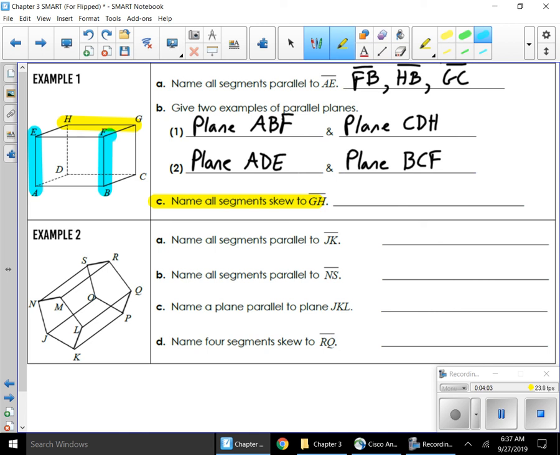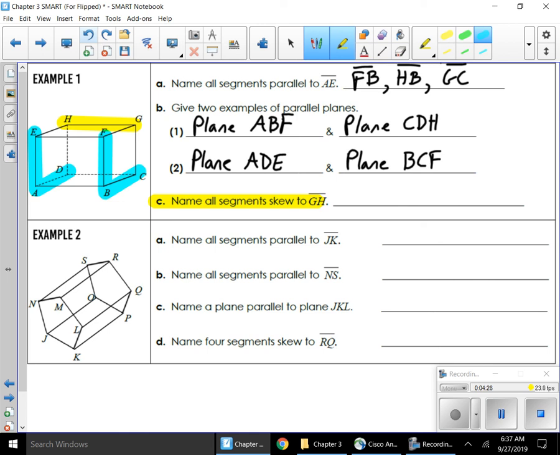FG does intersect, so we don't want that one. Same with EH. That segment will intersect, so we don't want that one. But we can go low. AD will not intersect, and neither will BC. And note that those are on different planes. In particular, they're on that bottom plane. So those are all of our skew lines.